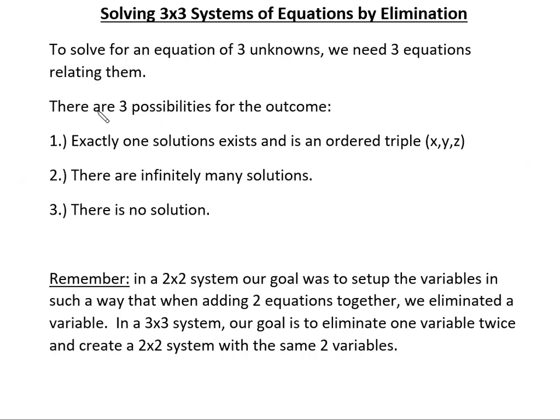Okay, so kind of with our other systems, there were a couple different possibilities. We may have had infinitely many solutions. In a 2 by 2 system, that was when we had coincident lines, or the same line on top of itself. We had no solution when we had parallel lines. The lines never intersect. And then we had one solution when our lines intersected.